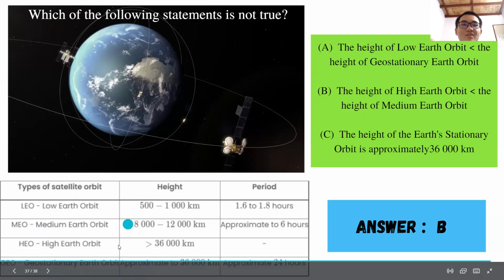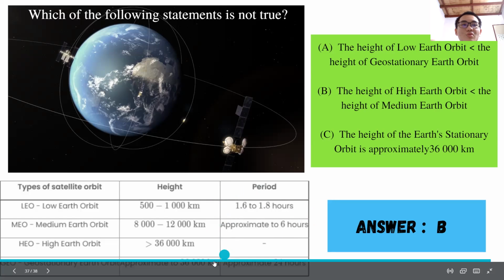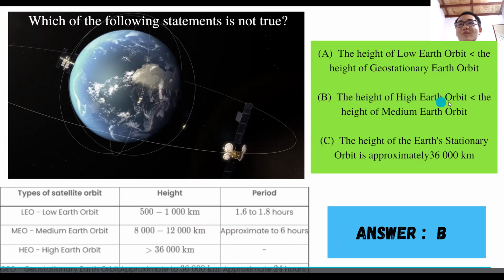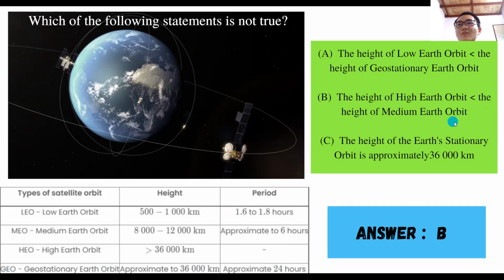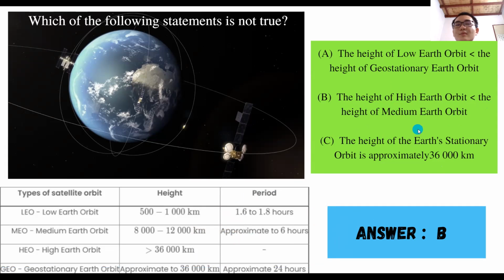As we see, the lowest is low Earth orbit, then medium Earth orbit, then geostationary Earth orbit, lastly, high Earth orbit has the highest height. For low Earth orbit, the orbital period is shorter than medium Earth orbit, then geostationary Earth orbit, then lastly, high Earth orbit. So the answer is B. Why? Because the height of high Earth orbit is not less than the height of medium Earth orbit. The height of high Earth orbit should be the highest already, so there's no other Earth orbit that can be higher than it.